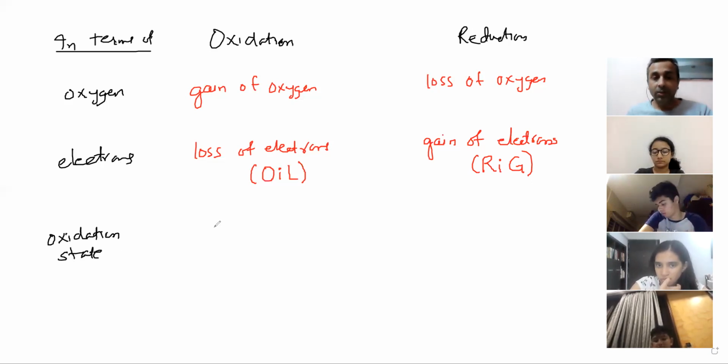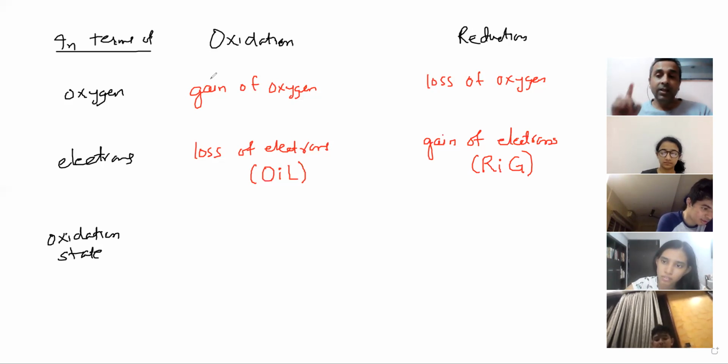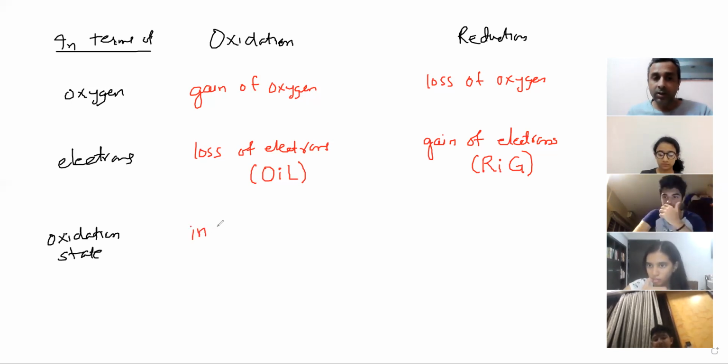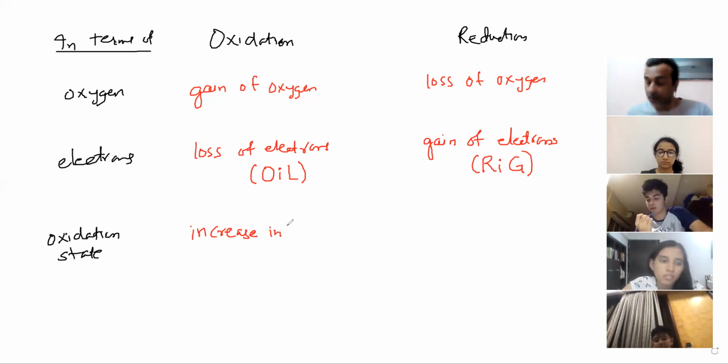Okay, now listen to this. We just learned how to assign the oxidation state. But how do I decide on the basis of oxidation state if any substance is getting oxidized or reduced? Whenever during the reaction the oxidation number or oxidation state of any substance increases, there is an increase in the oxidation state, we say that substance has got oxidized.